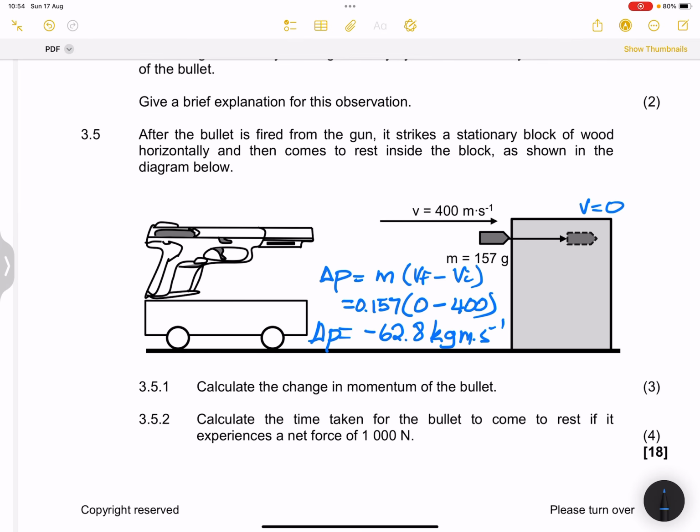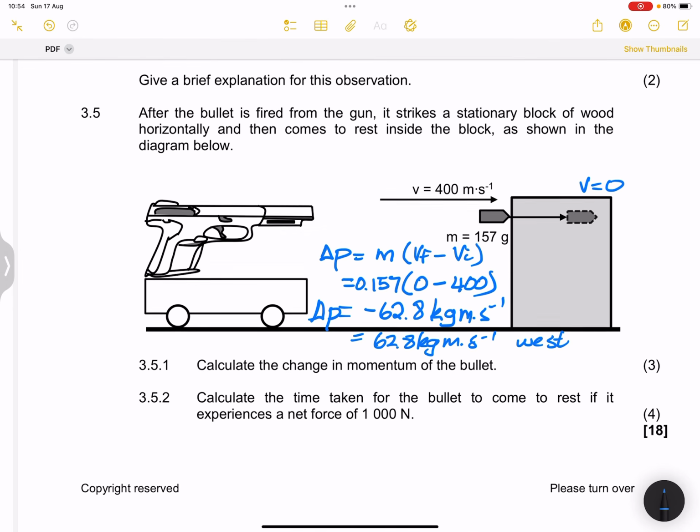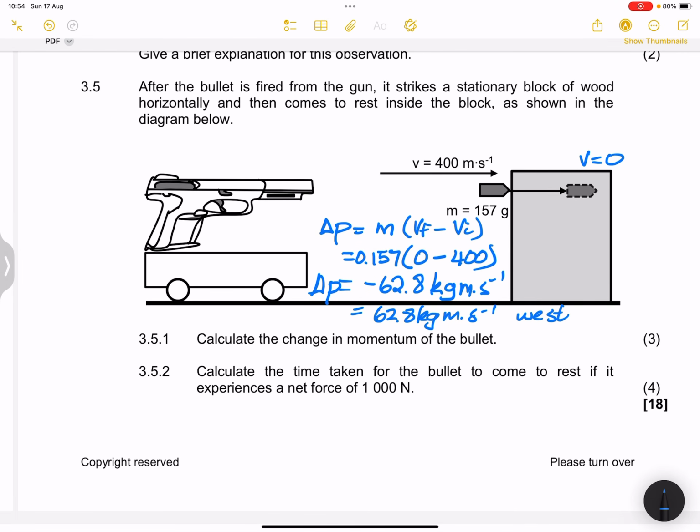So it means that the change in momentum will be in the opposite direction. And that makes sense because the wall exerts a force on the bullet that causes it to slow down. So in this case, it means that it will be 62.8 kilograms meters per second to the west, or you can say to the left. Nothing wrong with that. Then finally they say calculate the time taken for the bullet to come to rest if it experienced a net force of 1,000 newtons.